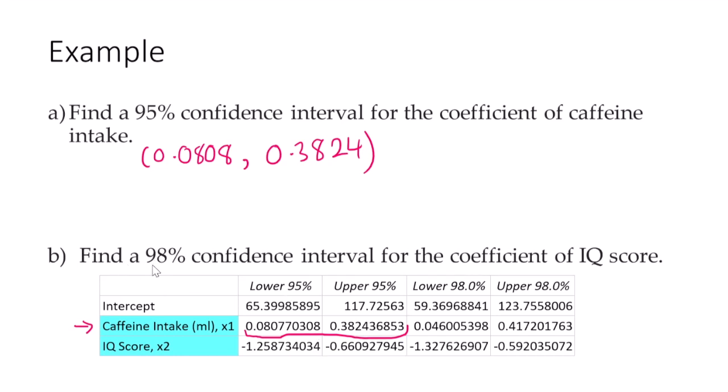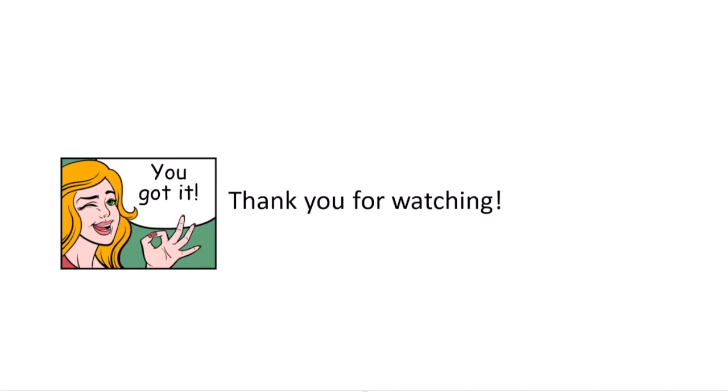While the 98% confidence interval for the coefficient of IQ score, so this is our IQ score, would be from negative 1.3276 to negative 0.5920.